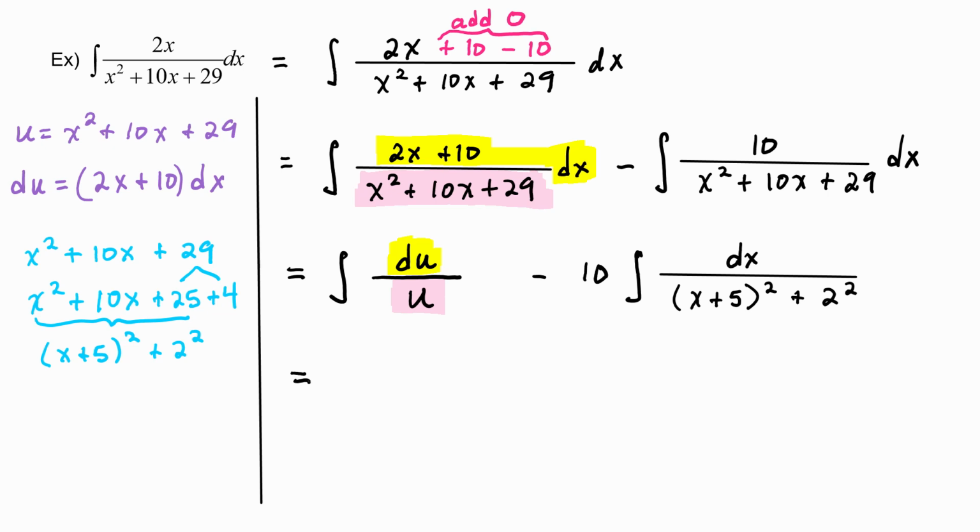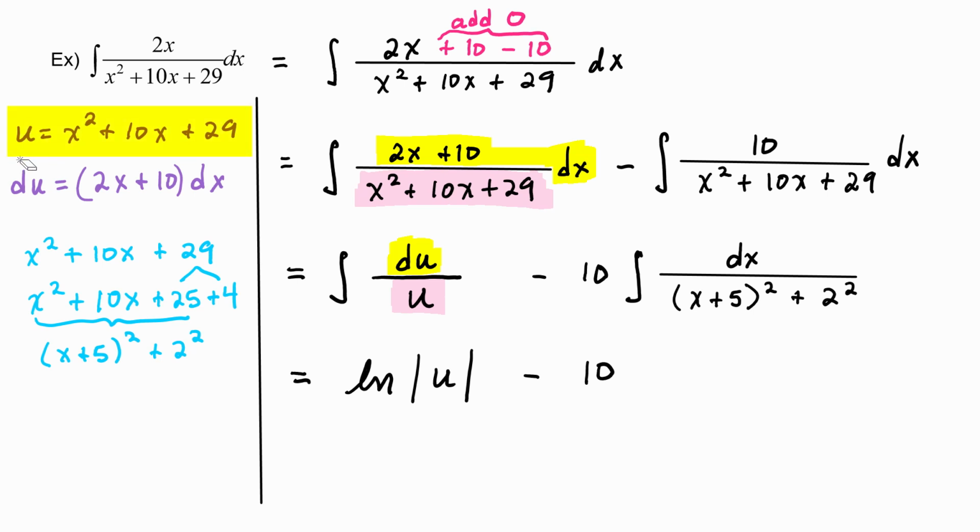Coming along here, we know that the integral of du over u is going to be the natural log of the absolute value of u. We will get a plus c, but we are also going to get a plus c from this integral, so we will add the plus c on at the very end. Then we have to subtract 10. And now for this integral, we need to do a substitution.